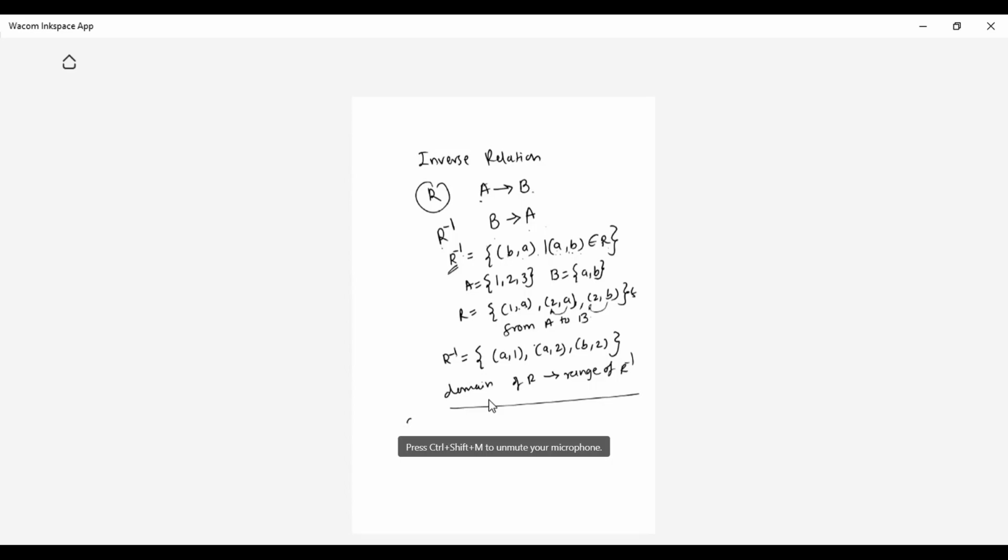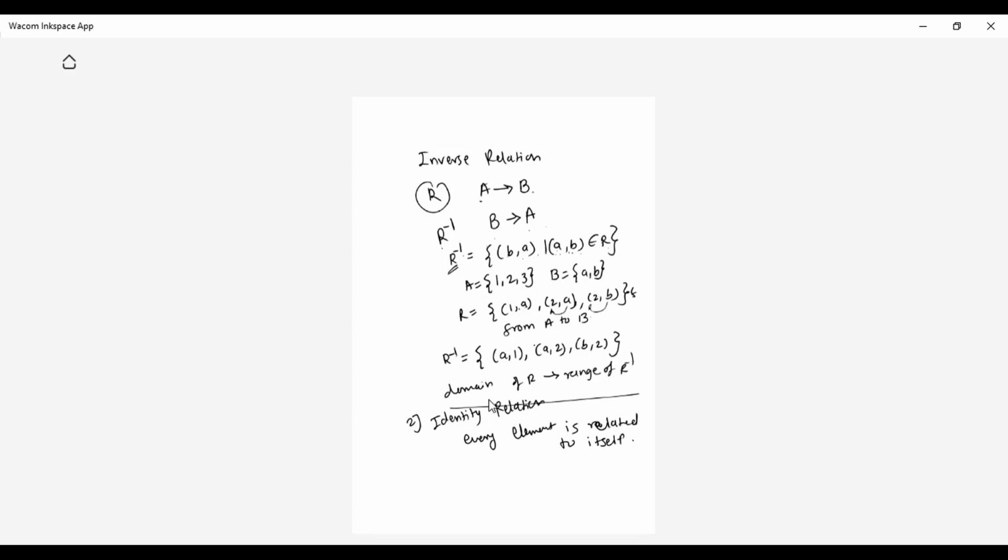Then second we will have the identity relation. You must be knowing this relation, identity. What do you mean by identity relation, students? A relation R in a set A is said to be an identity relation if every element is related to itself.